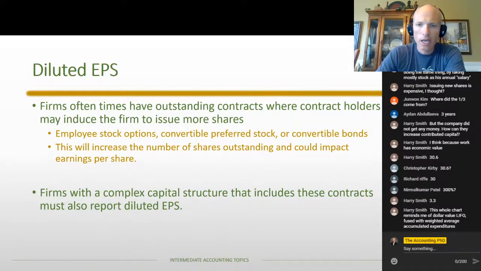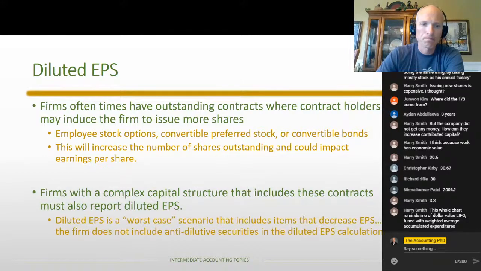So firms with a complex capital structure have to report diluted earnings per share along with basic earnings per share. So that is a requirement under US GAAP. It's important to note that the diluted earnings per share is kind of a worst case scenario. And so in other words, we want to think how low could earnings per share be if all of these contracts and securities were exercised. And so you have to get to this notion of dilutive versus anti-dilutive. So dilutive means that the action decreases earnings per share, whereas anti-dilutive means that the action increases earnings per share. For diluted earnings per share, we only include dilutive securities. We ignore anti-dilutive securities. So just be aware of that.